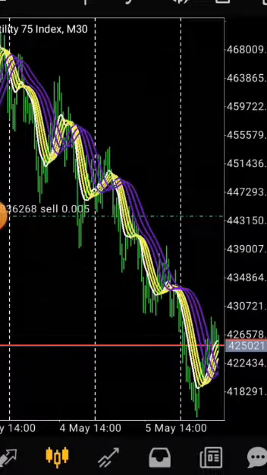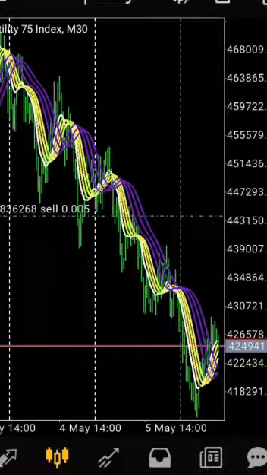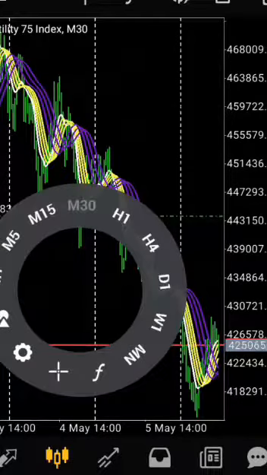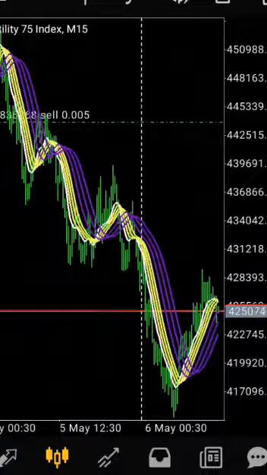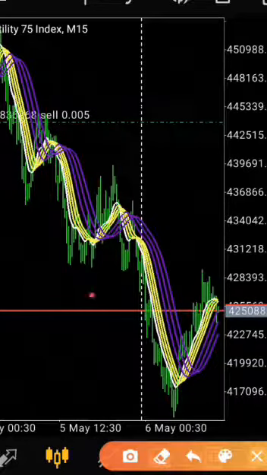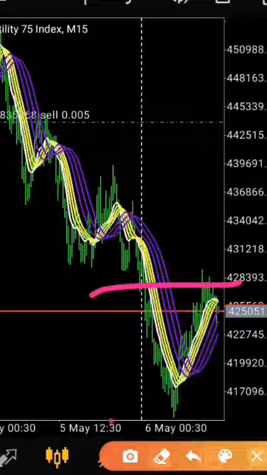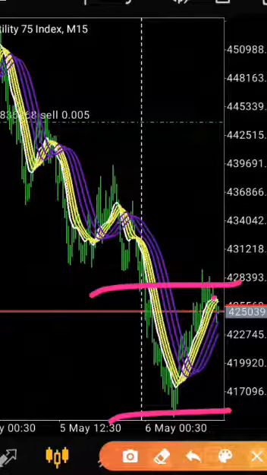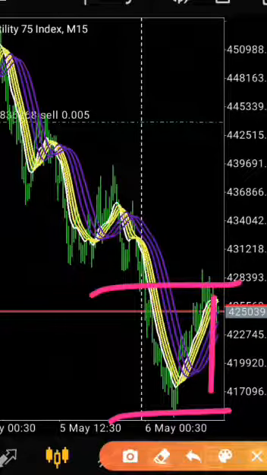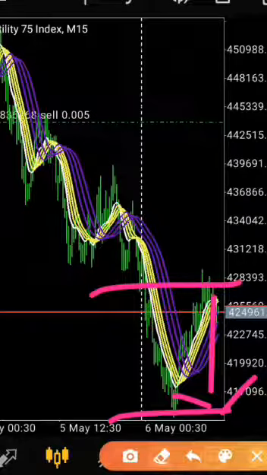So this is M30. You can see how far it came. Let me go back to M15. I was saying that the market has created a structure over here. All right, this is a structure. So I'm expecting it to come down, break through and go down. So that means this trade has more potential of going down.